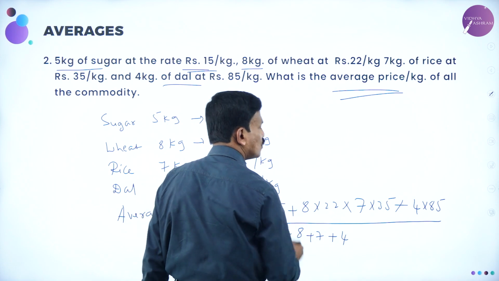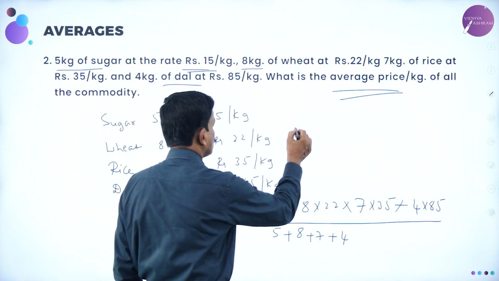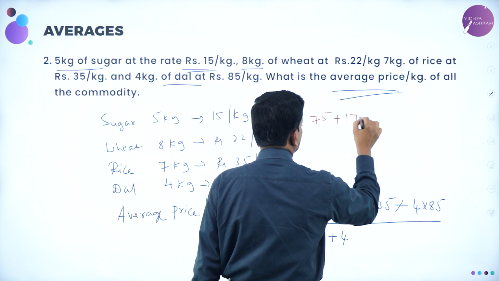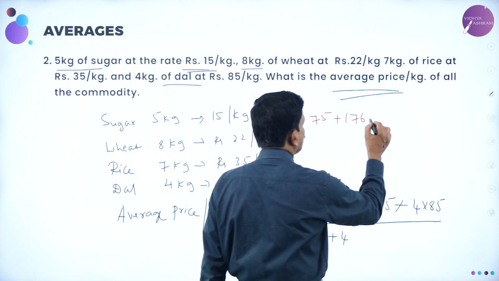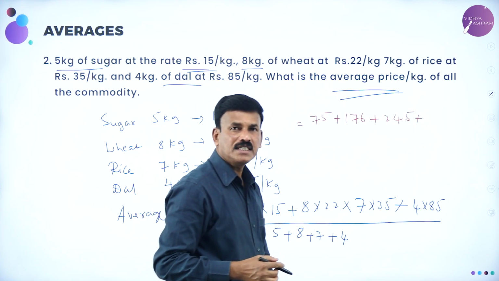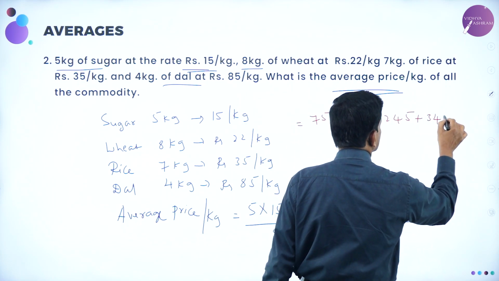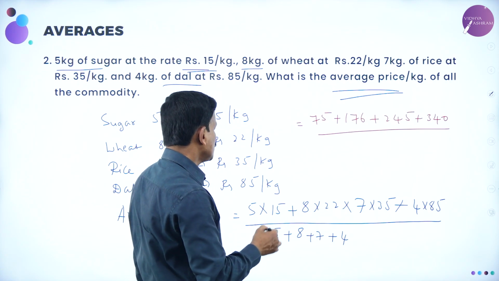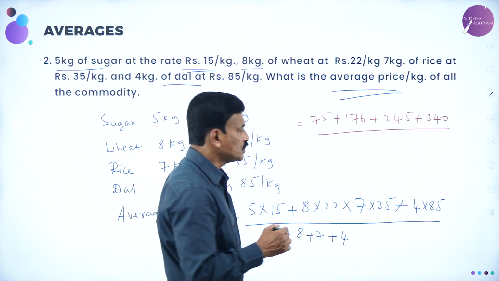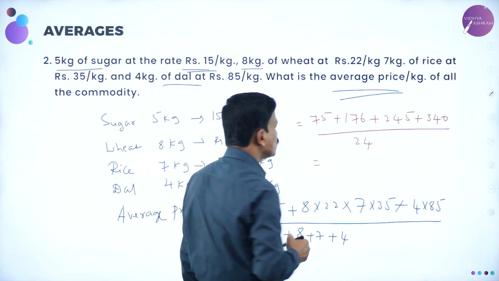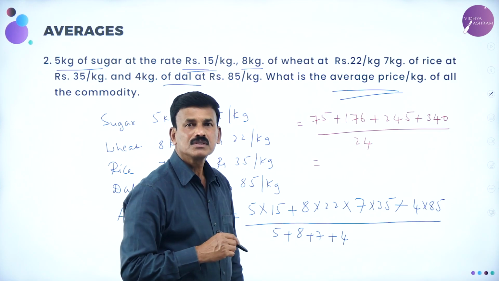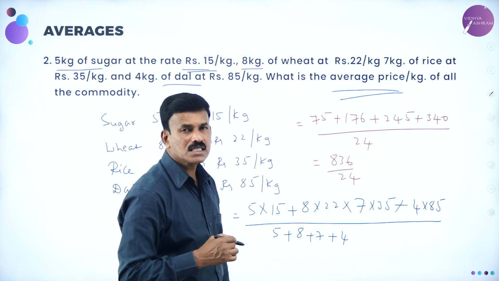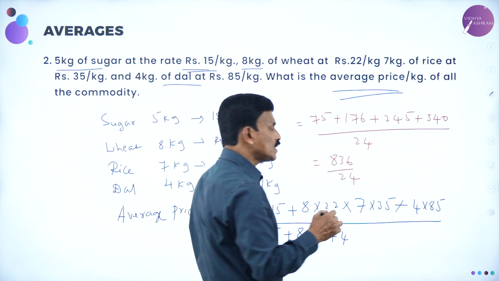That's it. So that's equal to, just simplify. This is equal to 15 into 5 is 75 plus 22 into 8 is 176, 35 into 7 is 245, plus 85 into 4 is 340, whole divided by, add this. If you add, how much you will get? 5 plus 8 plus 7 plus 4 is equal to 24. In the numerator, what you are going to get? It is 836 divided by 24. Divide it. That's equal to 34.83.